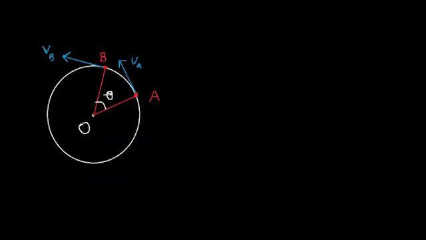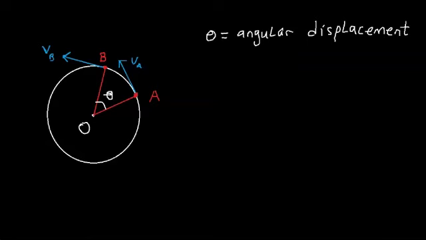Consider an object moving in a circular path about a fixed point O as the center. Let's assume that the object moves from point A to B in the time interval between 0 at point A and t at point B. In this interval, the object rotates through an angle theta. This angle theta is referred to as the angular displacement of the object and is conventionally measured in the anticlockwise direction and expressed in radians.